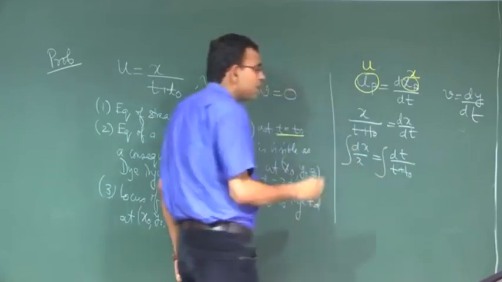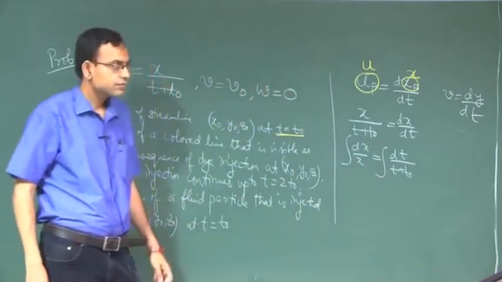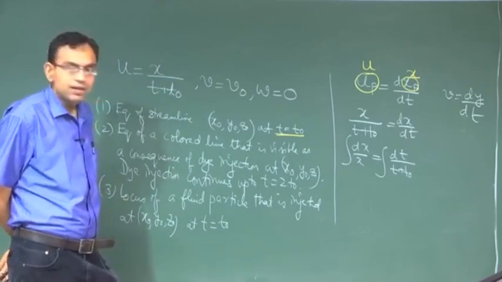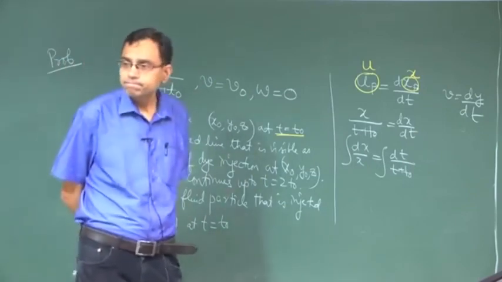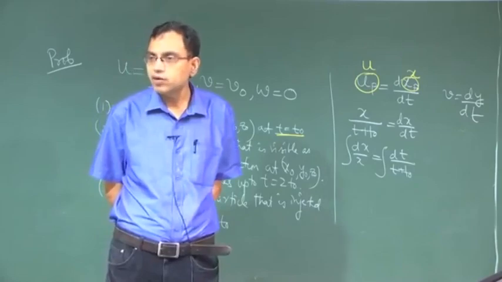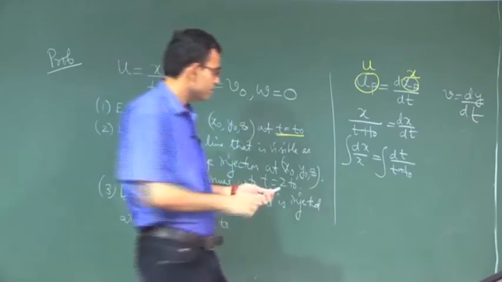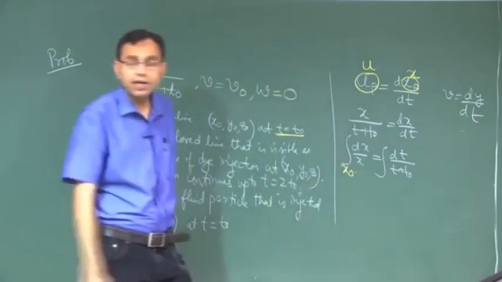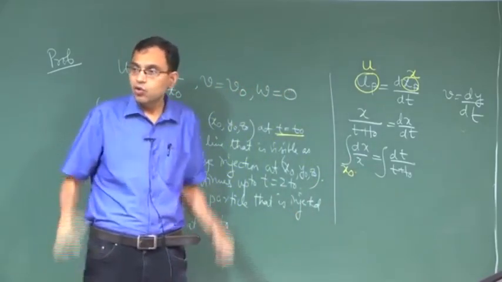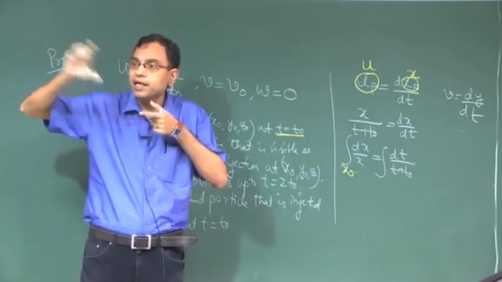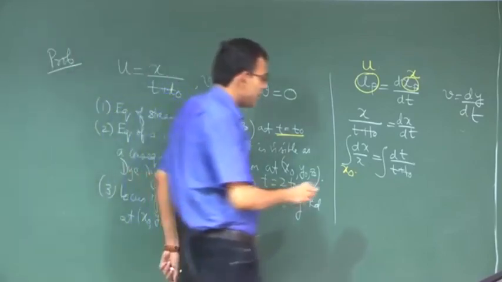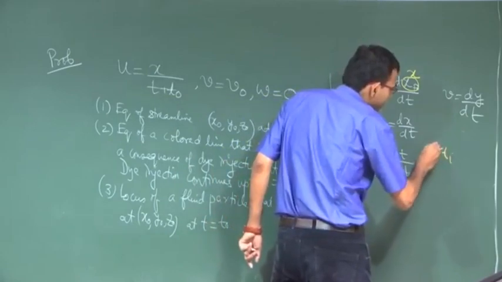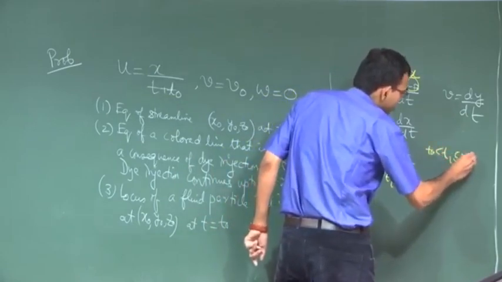The question is, what will be the limits of integration? The dye is injected where? At x equal to x0, right. At what time is it injected? Over a period of time which is variable. So it is a time ti, where ti goes from t0 to the final time 2 t0.